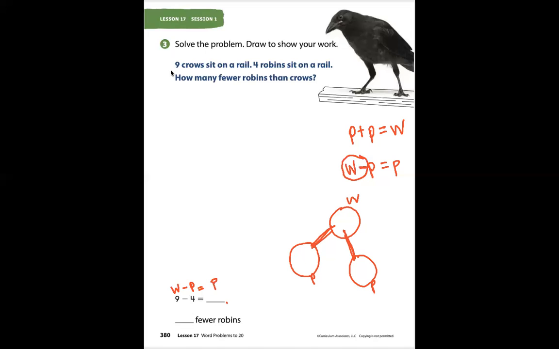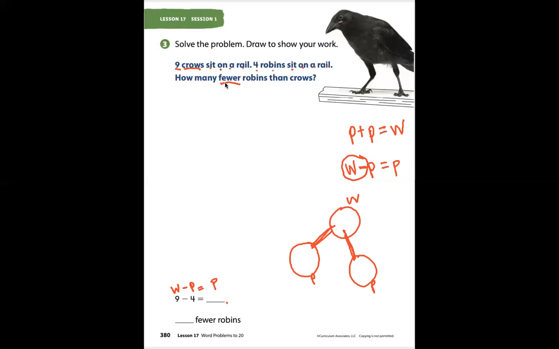Now let's read our story problem. 9 crows sit on a rail. 4 robins sit on a rail. So these are all birds. They're just two different kinds of birds, crows and robins. 9 crows sit on a rail. Here's a crow sitting on a rail. 4 robins sit on a rail. How many fewer robins than crows?